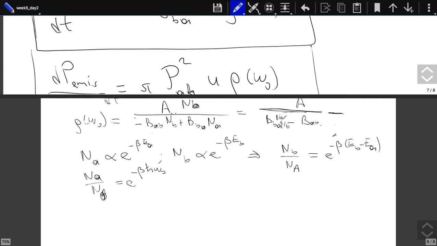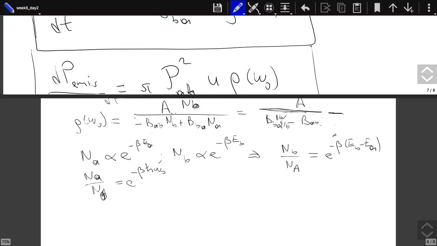So do you remember black body radiation? No. You haven't seen the Fermi-Dirac, Bose-Einstein? You did. You? No? Okay, so we can come back to this discussion after you study a bit of black body radiation.